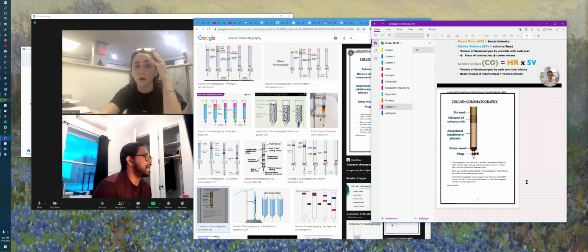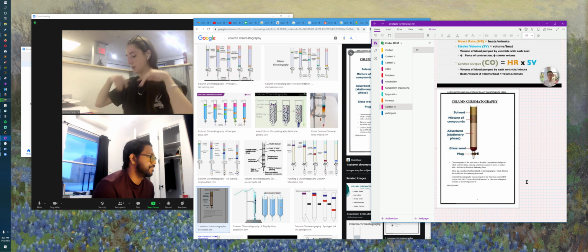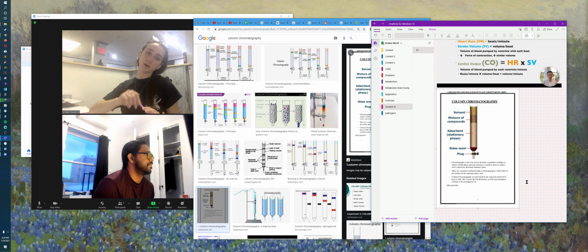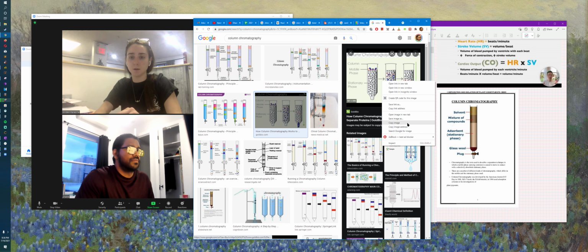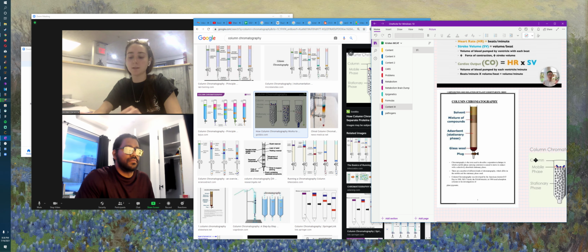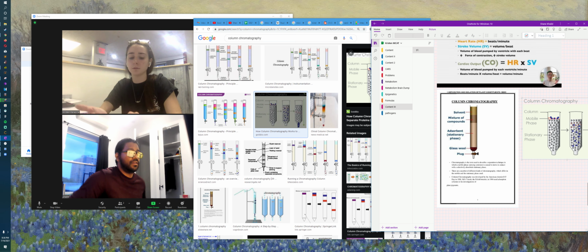So just think about it like a piece of paper: the mobile phase is like the water, and if it's a column... So then for affinity chromatography, you know how you have things you want to bind to? Do you have those on the mobile phase or the stationary phase? Oh, stationary. Wait, sorry.